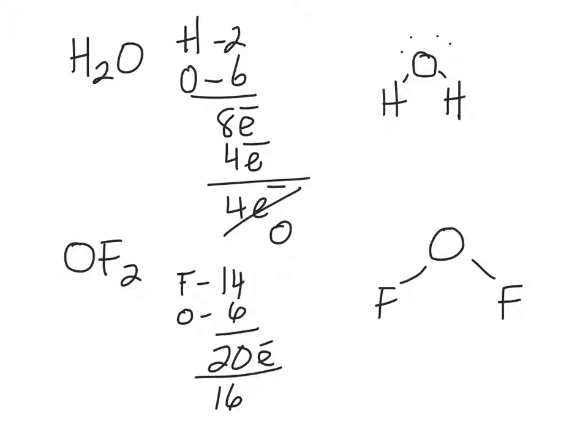16. How many does each fluorine want? Octet rule. It wants 8. How many does each fluorine currently have? 2. So how many more do you have to place on fluorine? 6. 2, 4, 6. How many did we just use up? 12. So how many do we have left? 4.